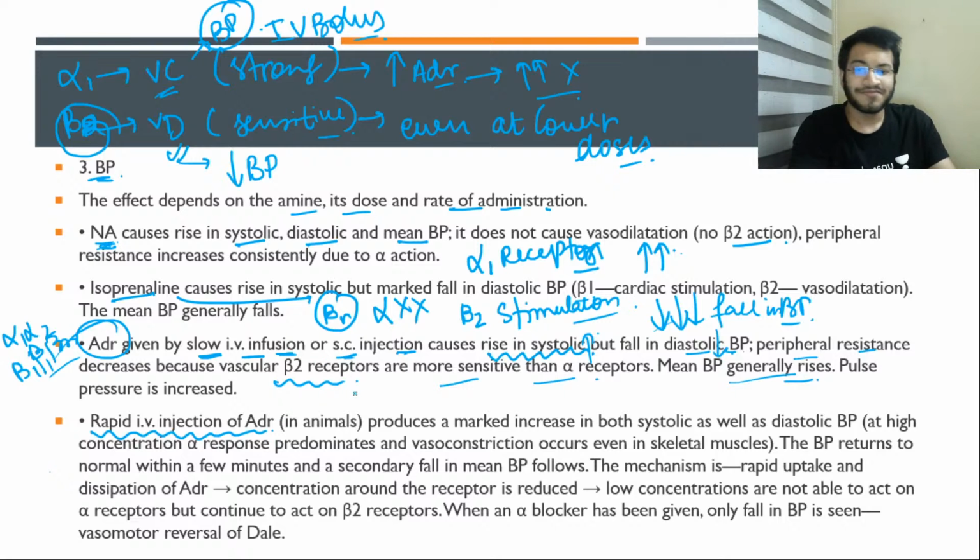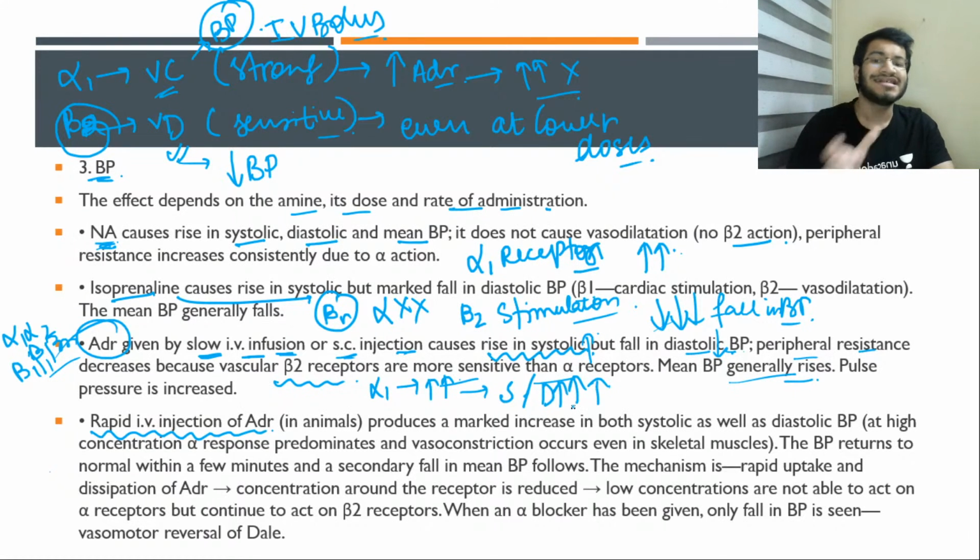अब बात करते हैं, रैपिड आईवी इंजेक्शन दे दिया आपने एड्रेनलिन का. नाउ व्हाट विल हैपन? रैपिड इंजेक्शन की वजह से all the alpha 1 receptors will be stimulated. Both systolic and diastolic BP will rise and there will be marked rise in BP because it is stimulating the Bahubali receptors, right? But असली कहानी तो अब शुरू होती है.